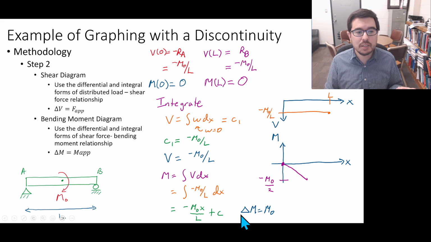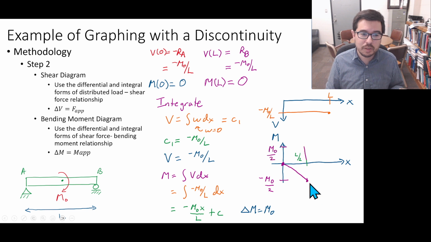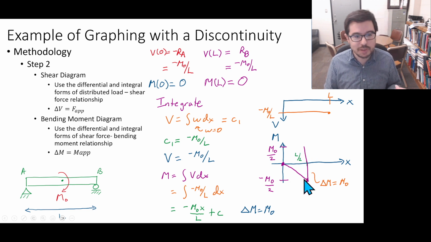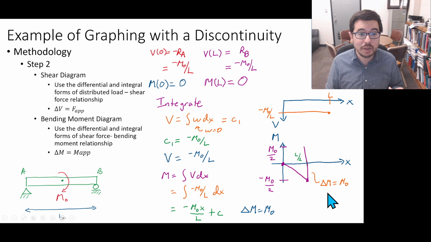moment coupled into the system, and that's going to cause a change in the internal bending moment. What's going to happen? This change in internal bending moment is equal to m naught, and it's positive, so we're going to see a jump up to a value of positive m naught over 2. Okay, so there it is. At x equals L over 2, we see this positive jump. My line is not perfectly straight, okay, but we see that delta m is equal to m naught.